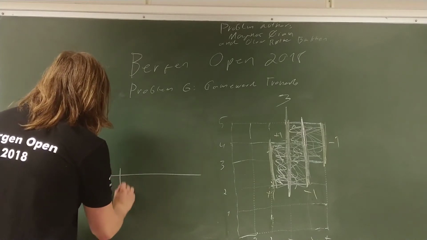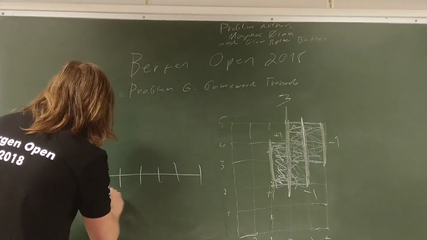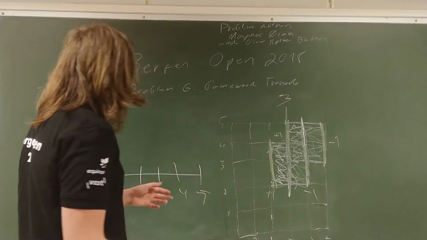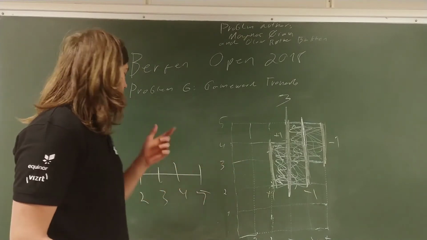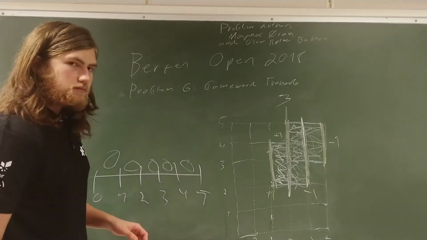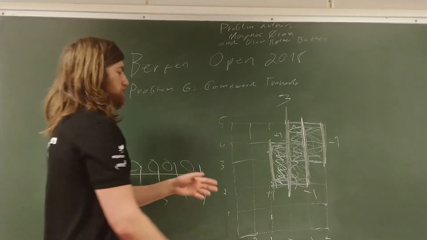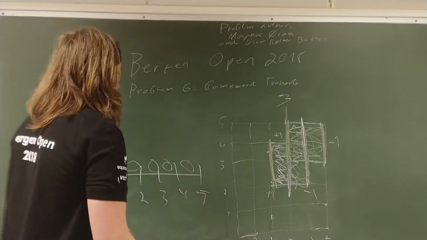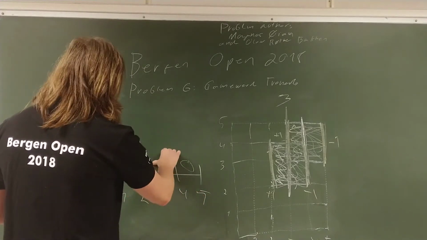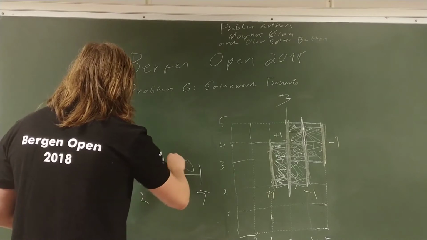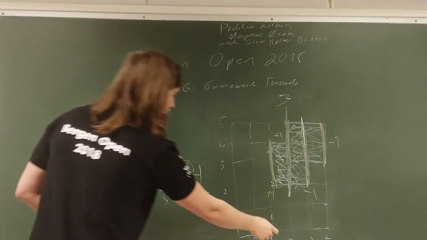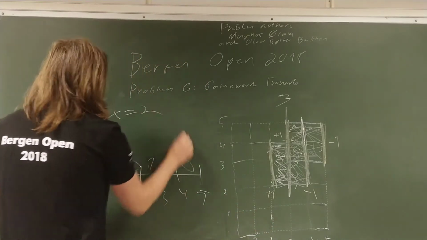So we have 0, 1, 2, 3, 4, and 5, right? And we set all of these values in our array to 0 to start with, and then we process our events. So we process this first event, and we add 1 here and here, and we update our x value to the x value of this event, which is 2.